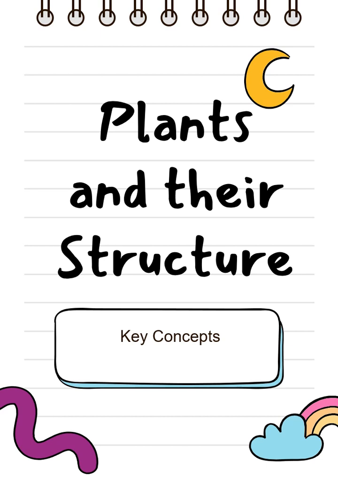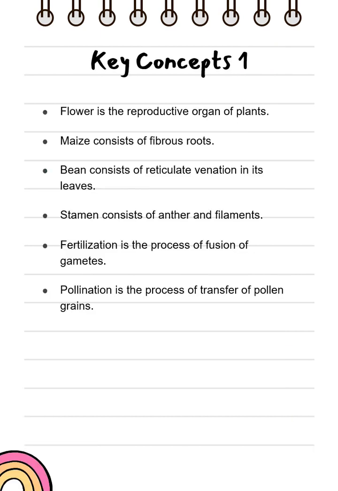Plants and their structure. Key concepts. Key concepts 1. Flower is the reproductive organ of plants. Maize consists of fibrous roots. Bean consists of reticulate venation in its leaves.